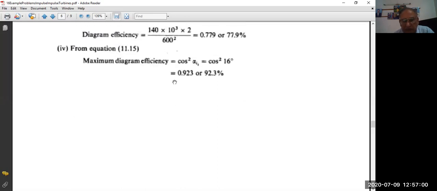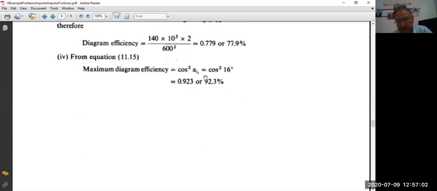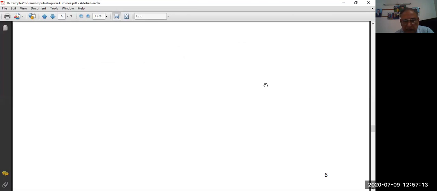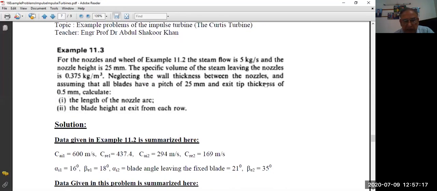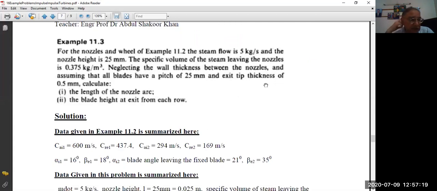Now part 4 is maximum diagram efficiency. We have derived a formula in last classes that for Curtis turbine, maximum diagram efficiency is equal to cos square alpha I2, which is calculated here. Then example 3 starts. This is about same 11.2.